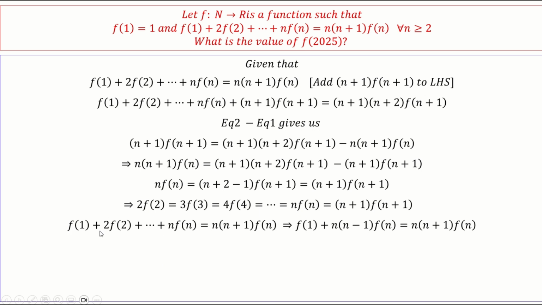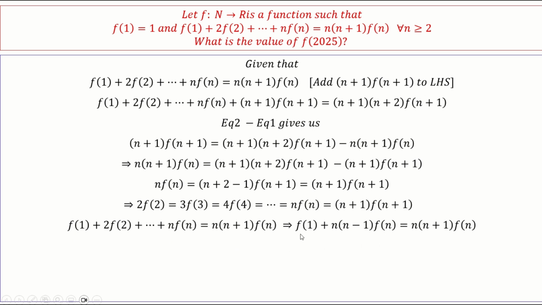So now it is very simple. This expression will become this expression because each one is equal to the next one. All are k's. If I call this one as k, then k plus k plus k plus k, all are k's basically, correct? So it will become n into k into f of n basically.